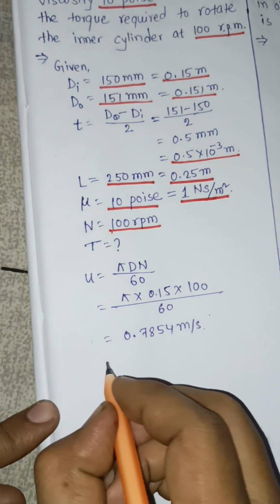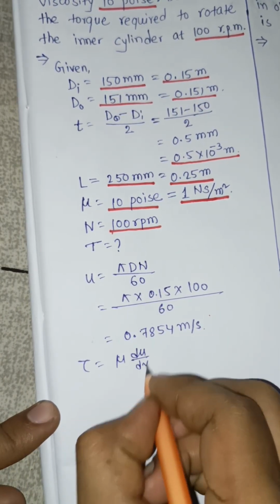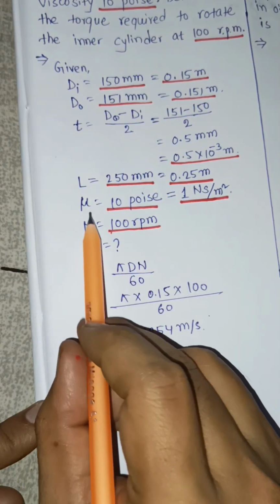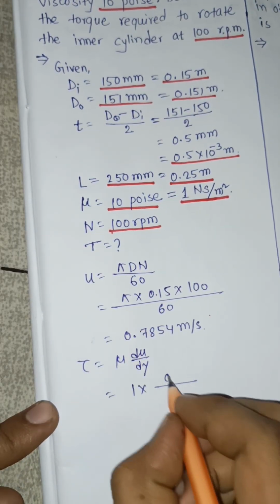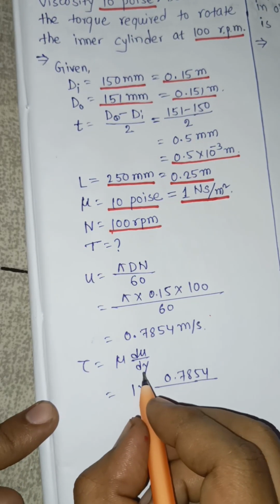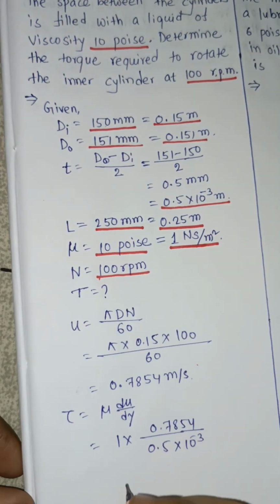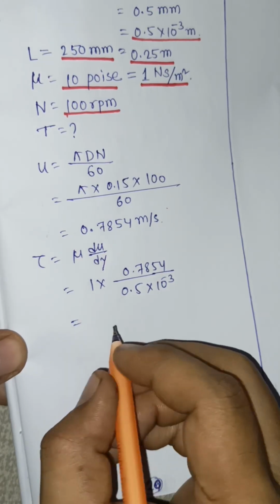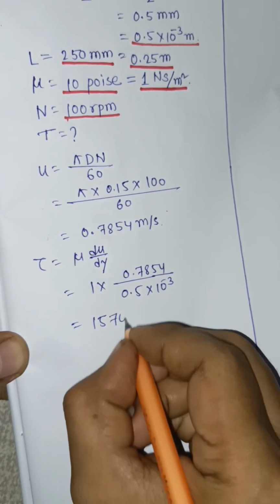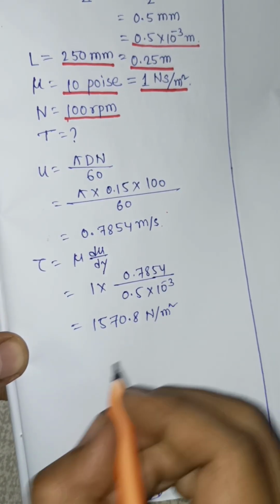Okay. Now if you want to calculate the shear stress tau, that is equal to mu into du by dy. So what is the value of mu? Mu is equal to 1. And what is the value of du? That is 0.7854. And what is the value of dy? dy means the thickness. So the thickness is equal to 0.5 into 10 to the power minus 3. So from here you can get the answer, that will be 1570.8 Newton per meter square. So this will be the shear stress value.